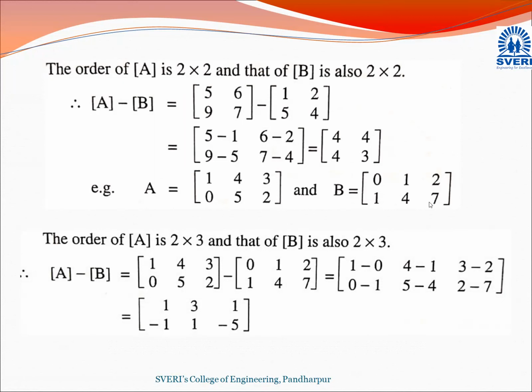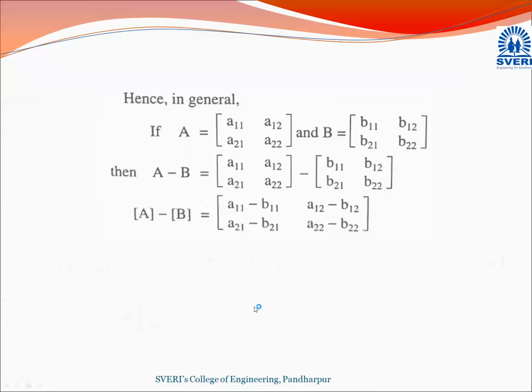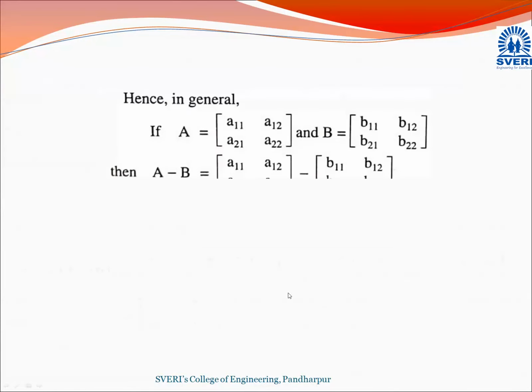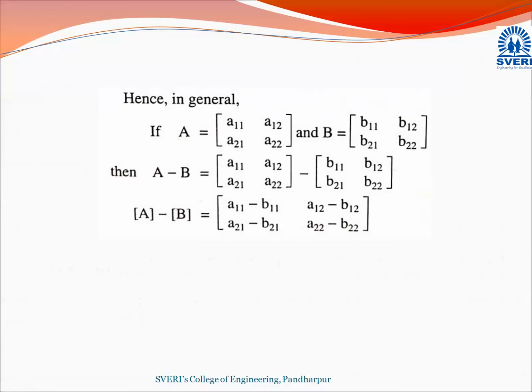Consider the next example. In the same way, there are 2 rows and 3 columns, so the order is 2 by 3. Now, if we subtract two matrices, that is, if we take the subtraction of matrix A minus matrix B.